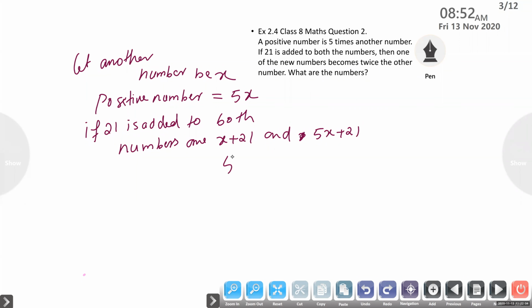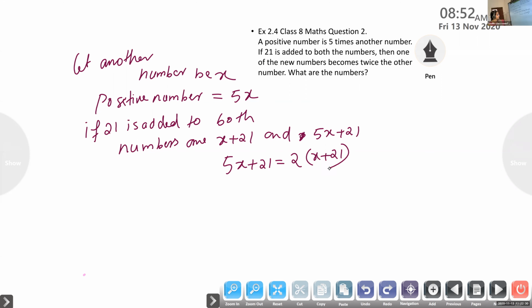5x plus 21 is equal to twice the smaller number, 2 into x plus 21. Now you can solve it. This way you have to form the linear equation. Read the question thoroughly, form the equation. After that, you can solve it very easily.